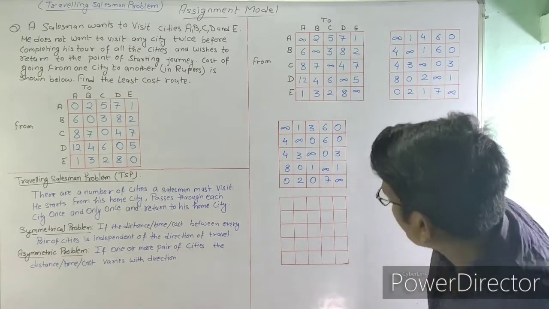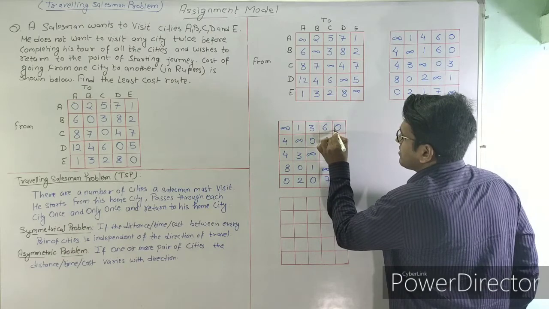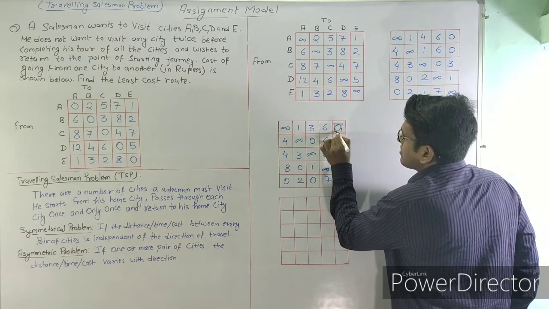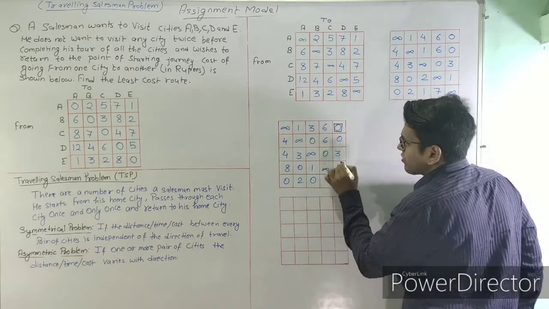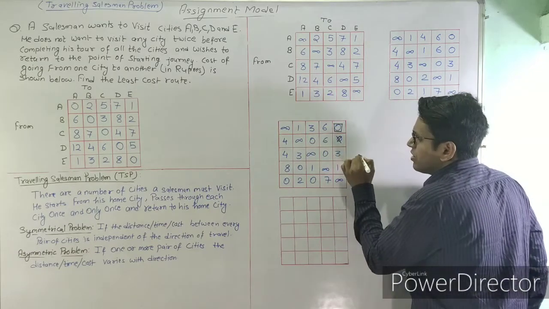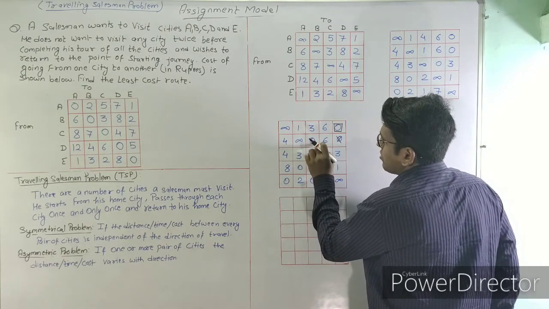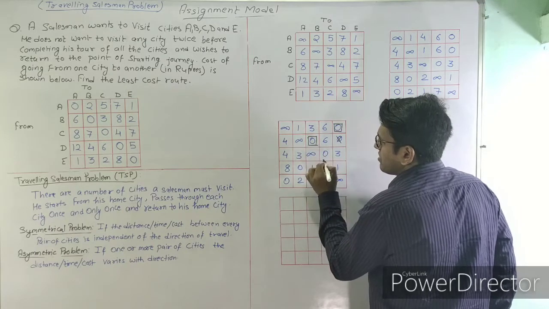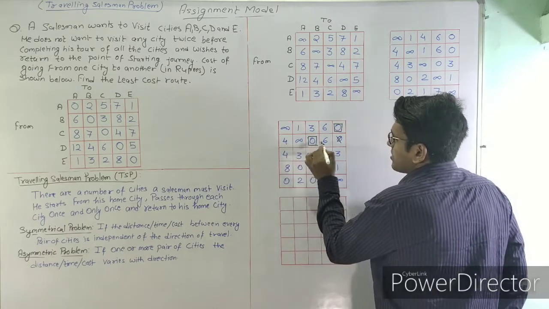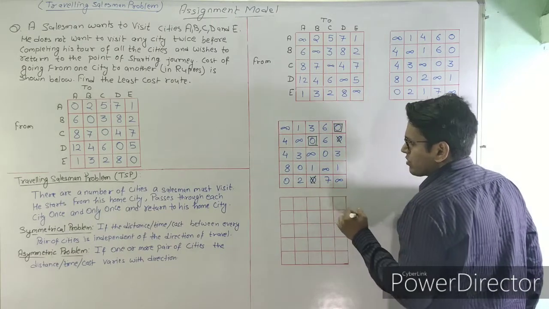For row 1 we can see that we have a single 0 here, so we will assign this 0, and once this is assigned no more assignment can be done in this row and in this column, so this 0 will get crossed out. Now in row 2 a single assignable 0 is present, so we will assign this 0, and once this 0 is assigned no more assignment can be done in this row and in this column, so this 0 also gets crossed out.